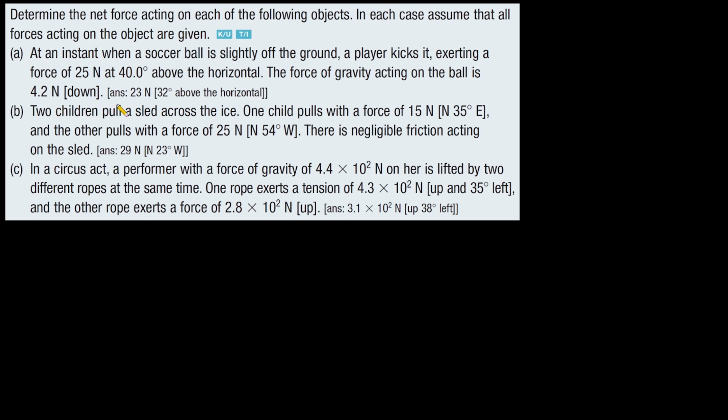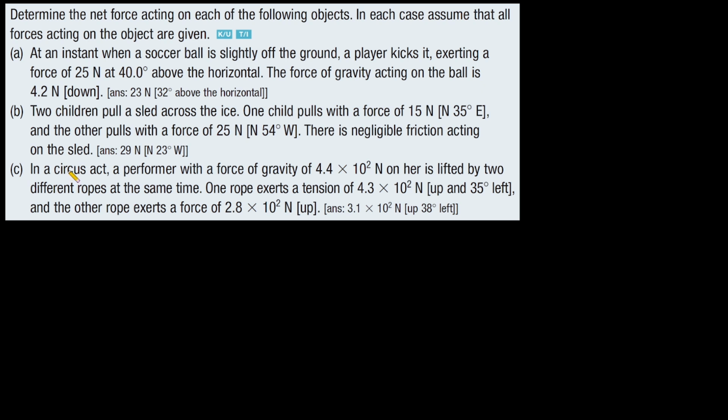Direction is down. B. Two children pull a sled across the ice. One child pulls with a force of 15 Newton. Direction is north, 35 degrees toward east. And the other pulls with a force of 25 Newton. The direction is north, 54 degrees toward west. There is negligible friction acting on the sled.